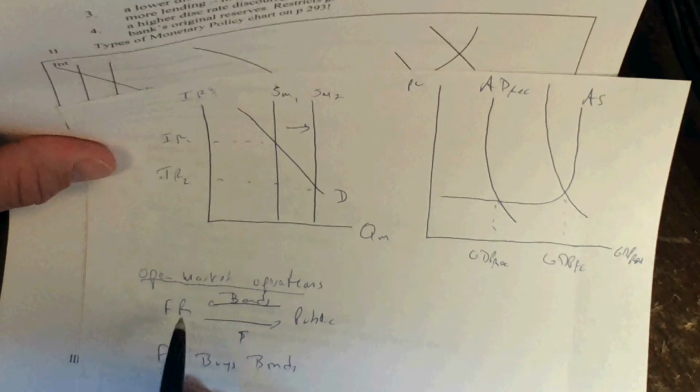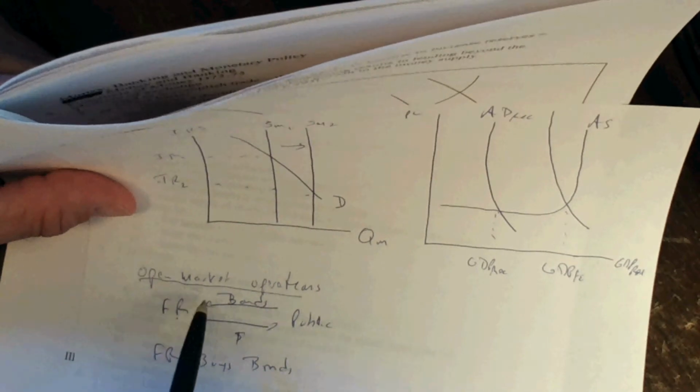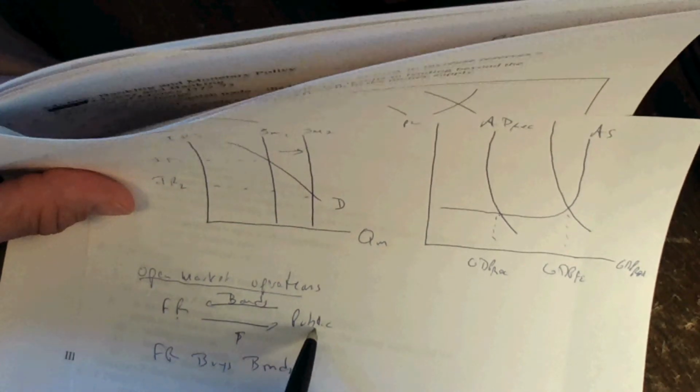Money held by the Federal Reserve does not count as money. It's not available to buy GDP. Money held by the public: when the Federal Reserve buys the bonds, they give the public a check. The check is deposited in a bank. Checks count as part of M1.